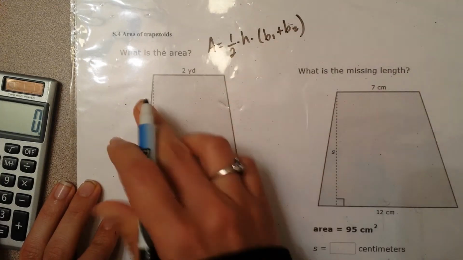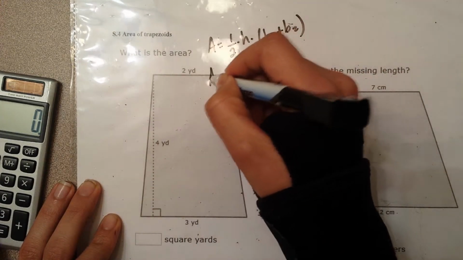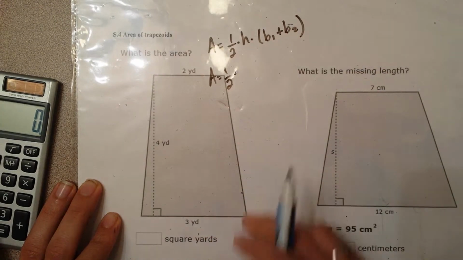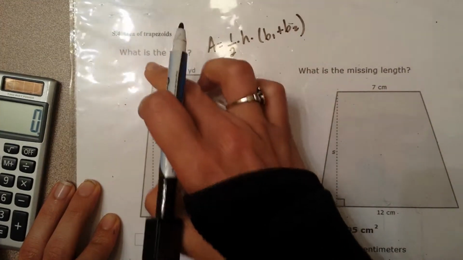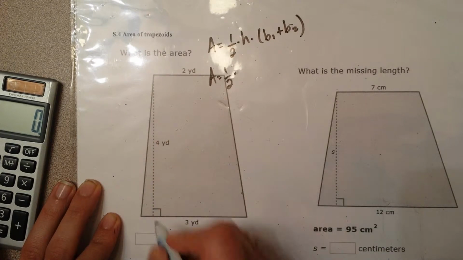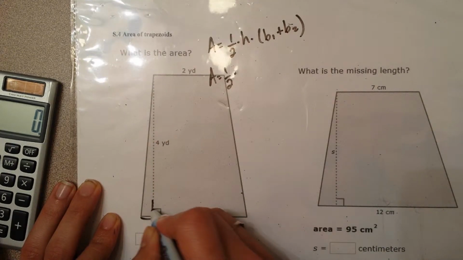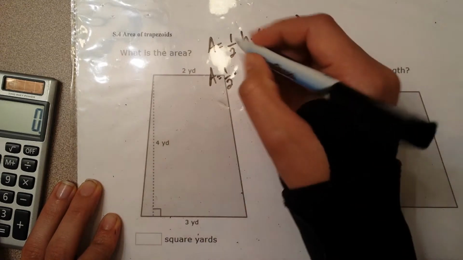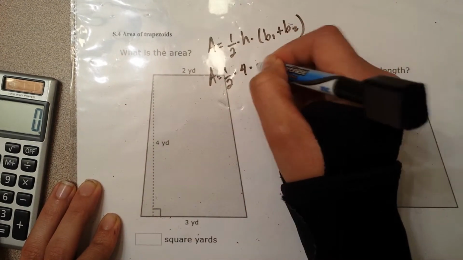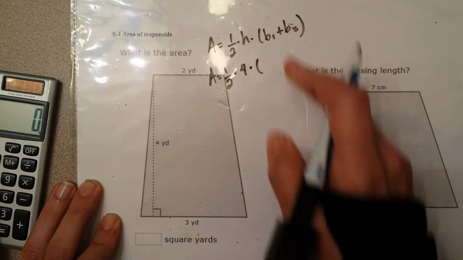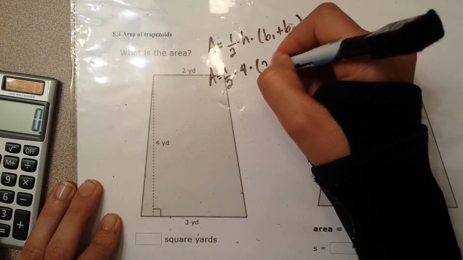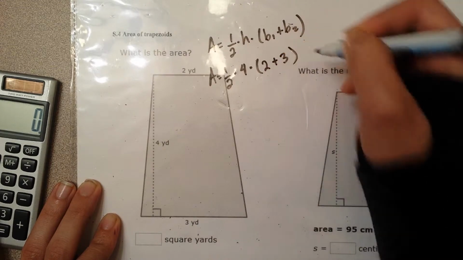Okay, so what we're going to do is fill in the numbers. Area equals 1/2 times, what is the height? The height is the distance between the two bases. If you look right here, you'll see that the height is 4. And very important to remember that the height makes a 90-degree angle with the base. So the height is 4 times, open the parentheses, base 1 plus base 2. Doesn't matter what order you put it in, you'll get the same answer. So 2 plus 3, my two bases.